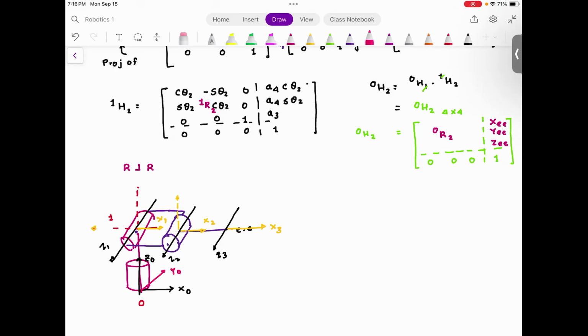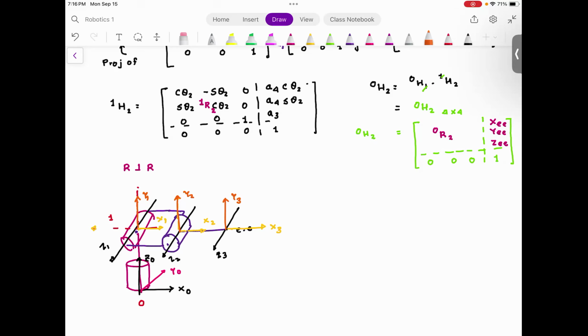Y0. Now you have X, you have Z. Can you see Y1 going up? Can you see Y2 going up? And Y3 going up? Do you agree with me?